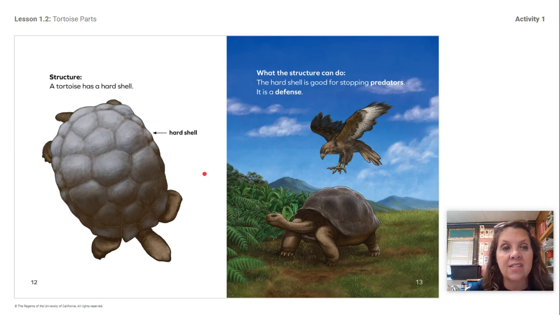Structure. A tortoise has a hard shell. The label here says hard shell. What the structure can do. The hard shell is good for stopping predators. It's a defense. I wonder what a predator is. Does anybody know what a predator is? Let's pause and see. Yes, a predator is an animal that's going to eat another animal. So the predator of the tortoise is this hawk.